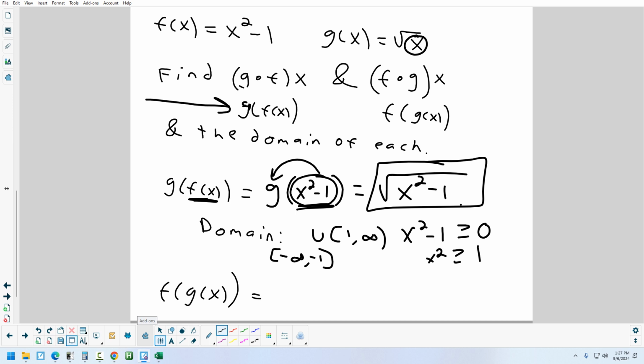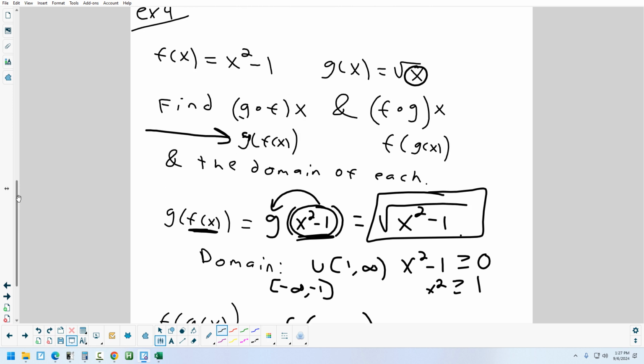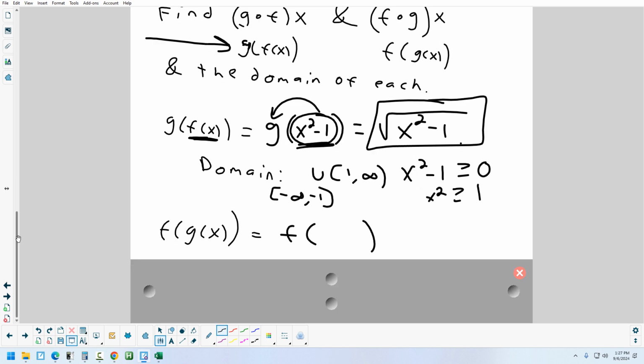Now let's do f of g. So I'll look up g. It says g of x is square root of x. And now fill that into f. Alejandro, what do I get when I fill square root of x into function f? I don't know. Okay, what is function f?